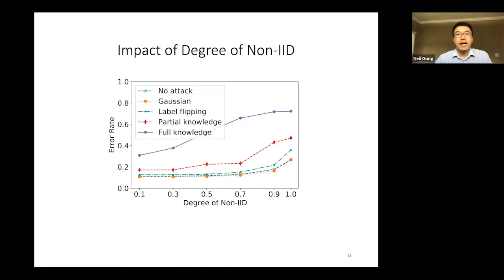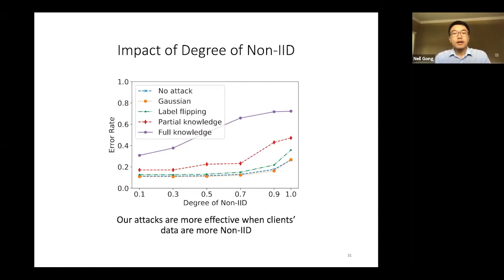This figure shows the impact of the degree of non-IID of the client local data on the attack effectiveness. The x-axis is the degree of non-IID of the client local data. The y-axis is the testing error rate of the global model. And the different curves correspond to different attacks. As we can see, our attacks are more effective when the client local data are more non-IID. By the way, the details about how we simulate different degrees of non-IID can be found in our paper.